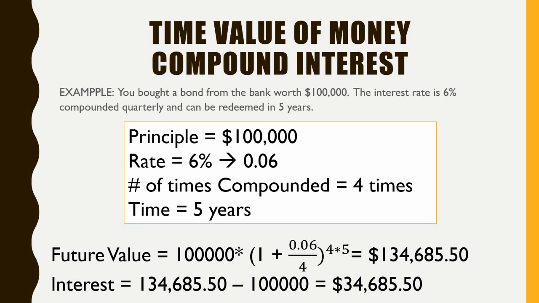So that will leave me with $34,685.50. Okay. Now, not always will your compound interest make you more money, okay? It really depends on the percentage rate, but it also depends on the length in time.